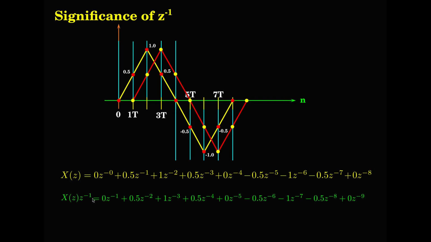And that is the significance of Z to the power of minus 1. Z to the power of minus 1 implies one sample time delay. Z to the power of minus k implies k sample time delays. So that is the important point. Z to the power of minus 1 implies unit delay. So this is a functional significance.